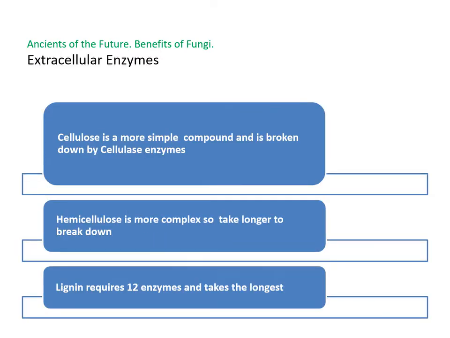So as the tree is broken down by fungi, the fungi produce extracellular enzymes, and they absorb the material outside of the actual fungi before actually consuming it. And some of these enzymes have to be more numerous, and they're produced by certain fungi and not others, in order to break down some of those elements. And that includes lignin, which requires 12 enzymes, and it takes the longest to break down.